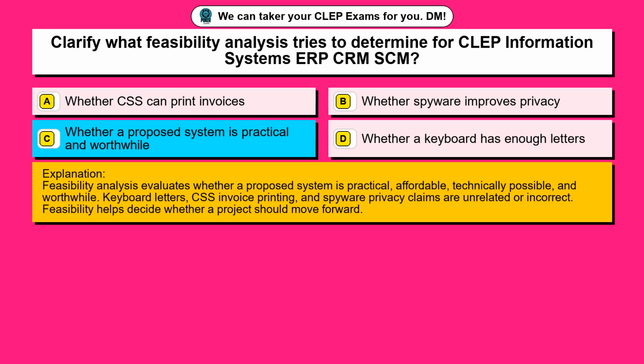Feasibility analysis evaluates whether a proposed system is practical, affordable, technically possible, and worthwhile. Keyboard letters, CSS invoice printing, and spyware privacy claims are unrelated or incorrect. Feasibility helps decide whether a project should move forward.